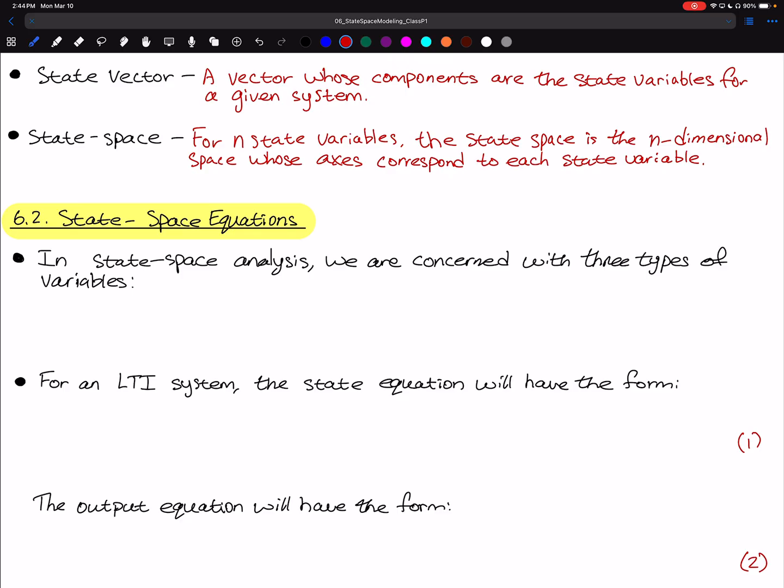Okay, in state space analysis, we're going to be concerned with three types of variables. The first is input variables, so the inputs to our system. The second is our state variables. And the third is output variables.